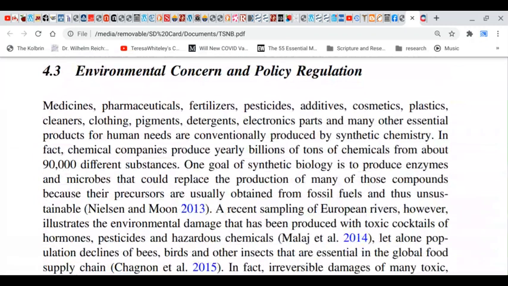Medicines, pharmaceuticals, fertilizers, pesticides, additives, cosmetics, plastics, cleaners, clothing, pigments, detergents, electronic parts, and many other essential products for human needs are conventionally produced by synthetic chemistry. In fact, chemical companies produce yearly billions of tons of chemicals from about 90,000 different substances. One goal of synthetic biology is to produce enzymes and microbes that can replace the production of many of those compounds because their precursors are usually obtained from fossil fuels and thus unsustainable.